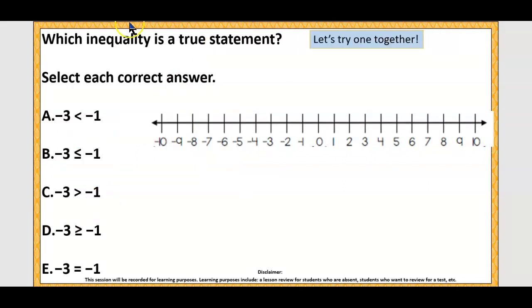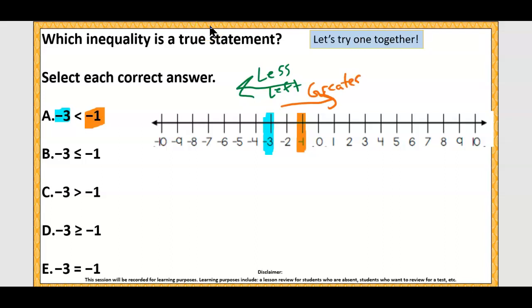Let's do another one, just to be clear. -3 and -1. -1 is here. -3 is here. Less is to the left. So if you're going this way, left, you're less. And if you go this way, you're more. Greater to the right. So we can say -1 is greater than -3, or we can say -3 is less than -1.